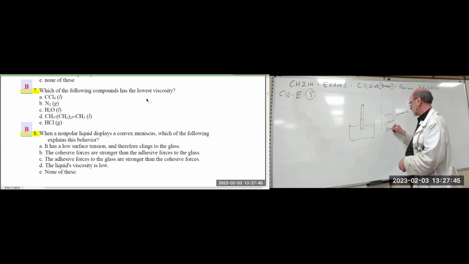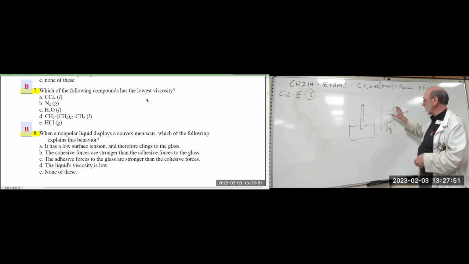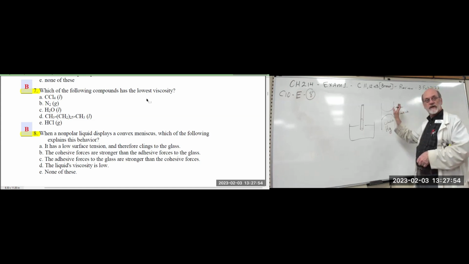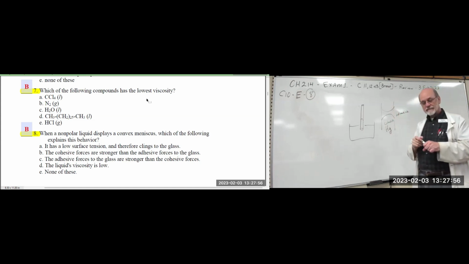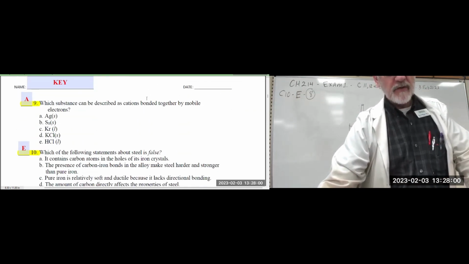Now, if it was the other way around, if this were water, this is probably something like mercury. But if it was water, it'd be like this. And then the adhesive forces are winning over the cohesive forces to draw it up against the glass. Another example of intermolecular forces.